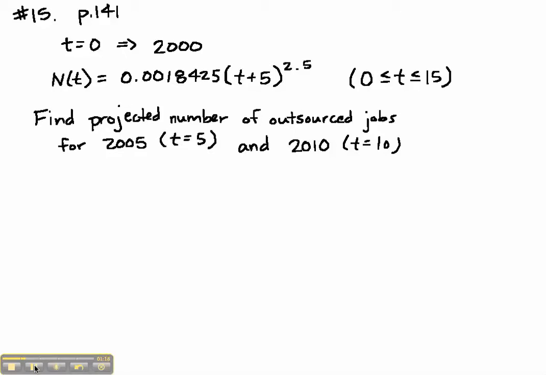And we're looking for the projected number of outsourced jobs for 2005 and 2010. The projected number of outsourced jobs is represented by N of T, and the year is represented by T. And they tell us that 2005 corresponds to T equal 5. So in this problem, we're just reducing our work down to substituting 5 into T and solving for N of 5.